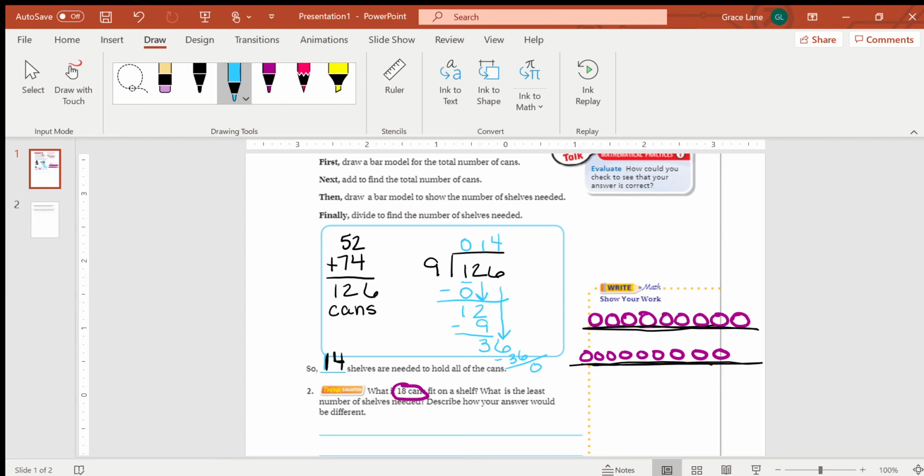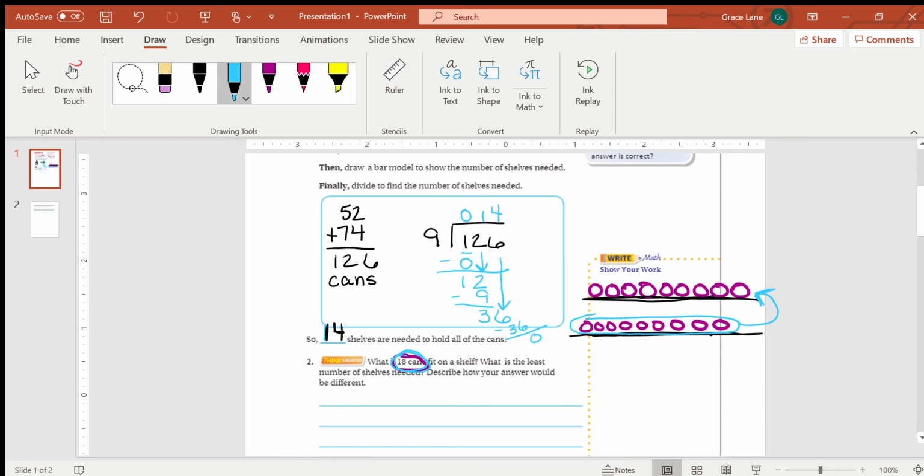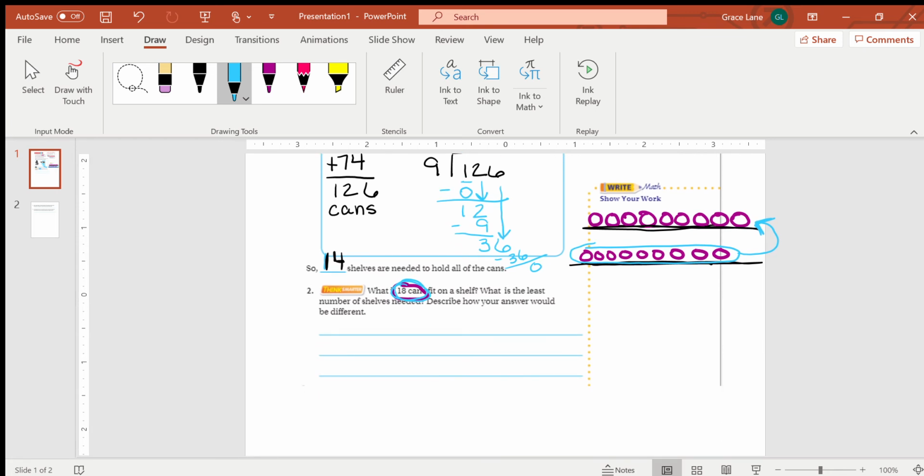But in the second problem, it says, what if you can actually fit 18 cans on one shelf? So if you moved these 9 cans up to this shelf, because 9 plus 9 is 18, you're actually taking away a shelf. It's like you're cutting the number of shelves in half. And so what is the least number of shelves you would need? If you need half of the number of shelves as you did in number 1, you would only need 1 shelf.